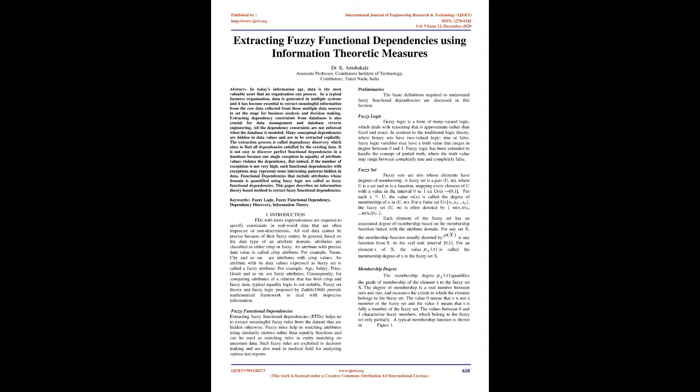It is not easy to discover perfect functional dependencies in a database because one single exception in equality of attribute values violates the dependency. But indeed, if the number of exceptions is not very high, such functional dependencies with exceptions may represent some interesting patterns hidden in data.